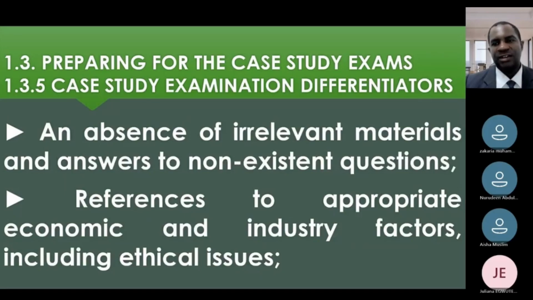Okay, an absence of irrelevant materials and answers to non-existent questions. There are a lot of irrelevant materials, what you will not need, in the case study exhibits. So the skill to be able to point them out, identify them, and ignore them is important here.